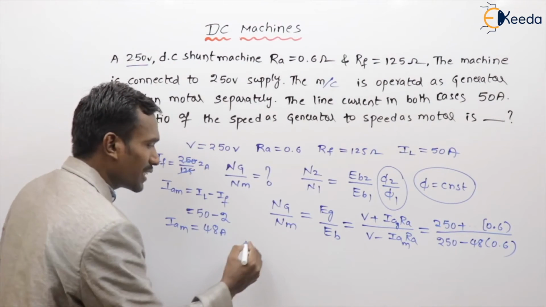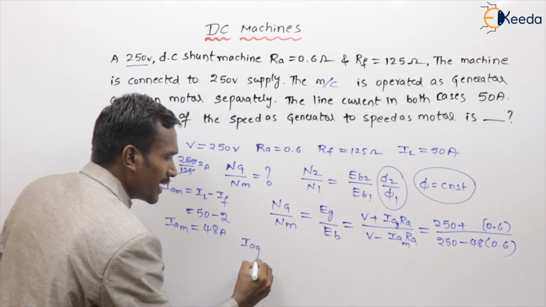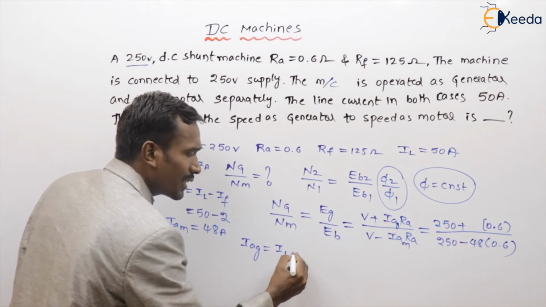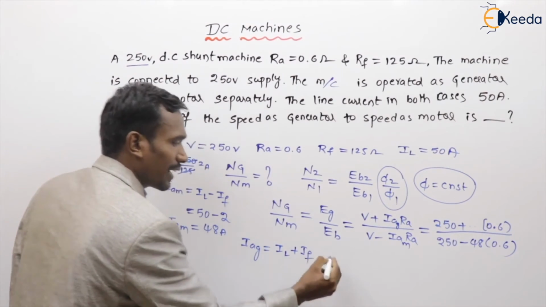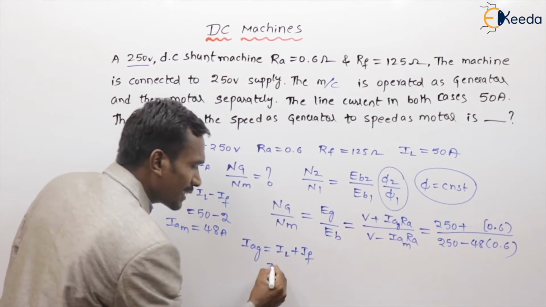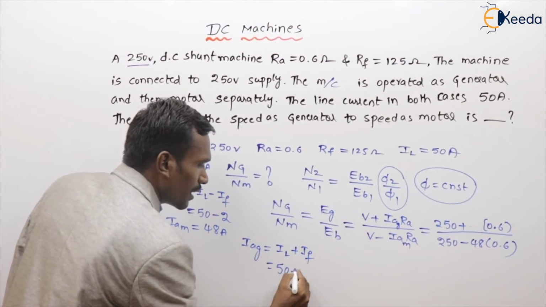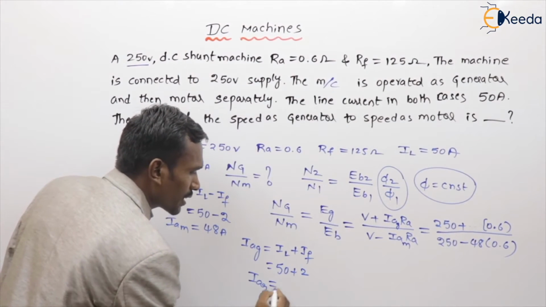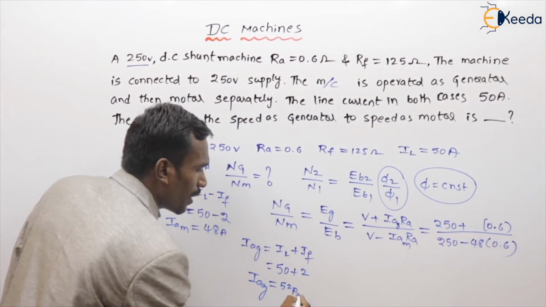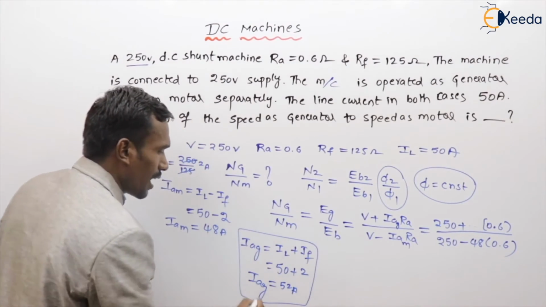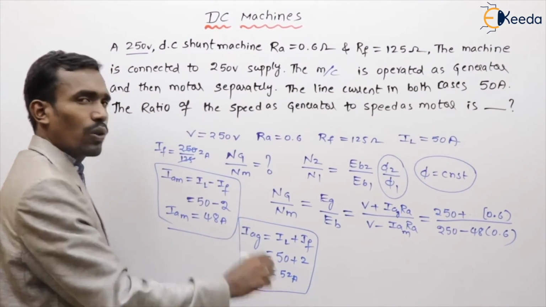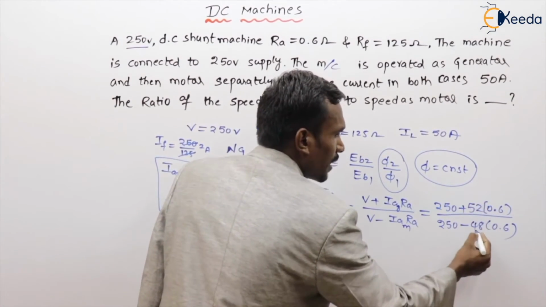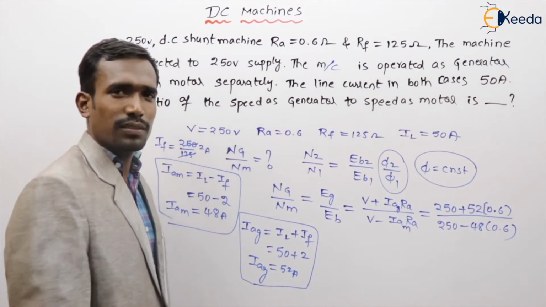Now tell me what is the generator current. In generator, armature current equals line current plus field current. What is line current? They gave 50. The field current is 2. So in generator, the armature current is 52 amperes. In generator 52 amperes, in motor 48 amperes.